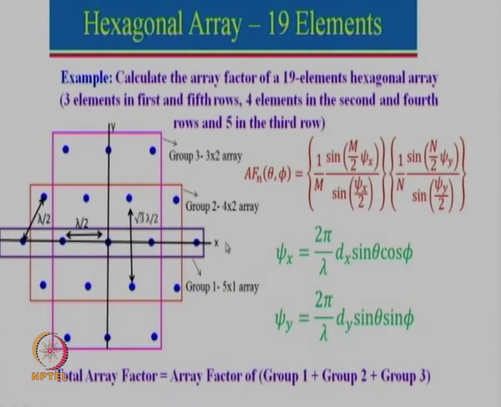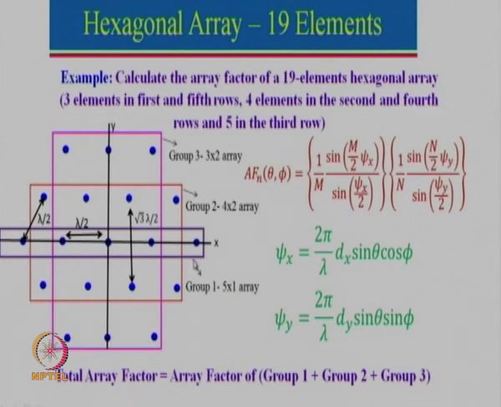First we need to do the grouping. Here we make one group, and that group is of 5 elements, so a 5 by 1 array. Then we have group 2, which consists of 4 elements along the x axis and 2 elements along the y axis, so that is a 4 by 2 array. Then group 3 consists of these 3 elements. Do not include this one a second time, as it is already included in the 5 by 1 array. Here we have these 3 elements and these 3 elements, so that is a 3 by 2 array.